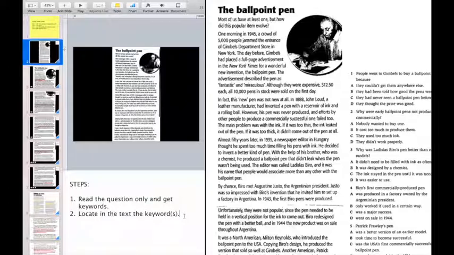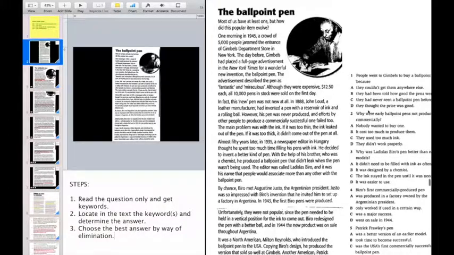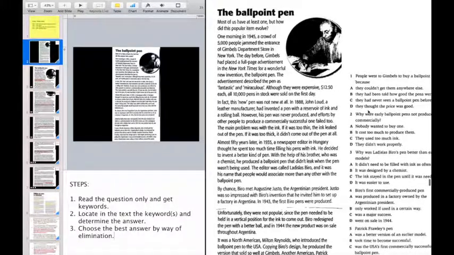Once they locate in the text the keywords and determine the answer, what they now do as step number 3 is to choose the best answer from among the choices, and they can do so by way of the elimination process. What we did earlier is we went item by item and decided whether it is the correct answer or not, and we did until we are left with only one good answer. So that's the illustration part.